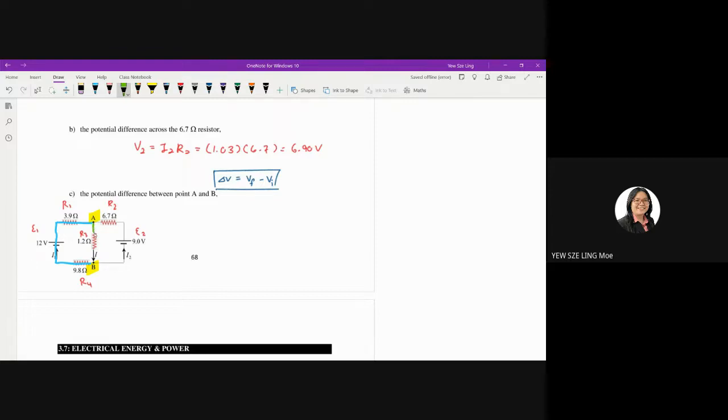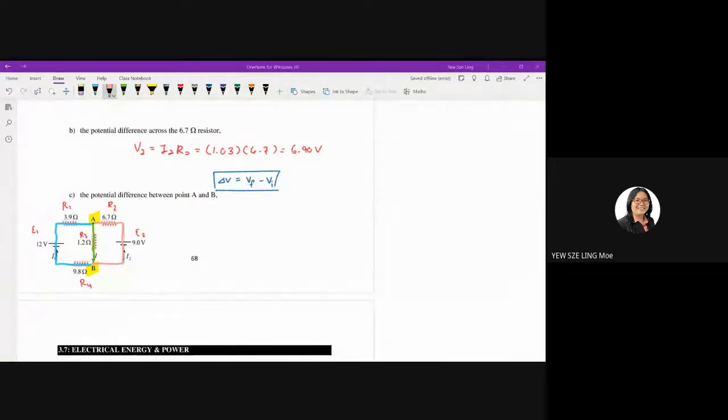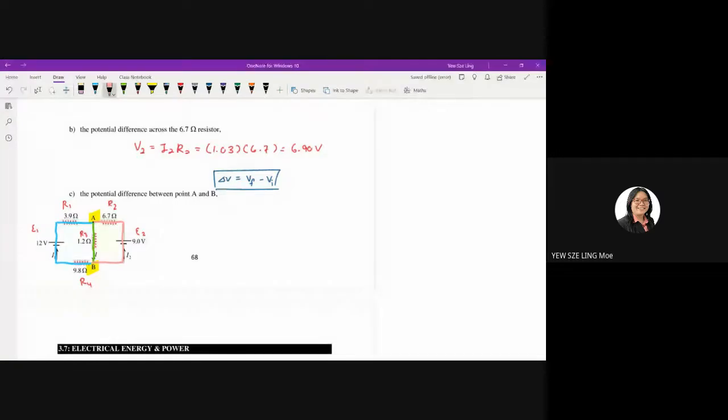Second path is straight away from A to B through R3. That is your second choice. The last choice is through R2 and then passes through EMF2 to B. So three paths means that you have three methods that can be used to solve this question. All right, and I'm going to show you all three. So let us start from the blue color path.